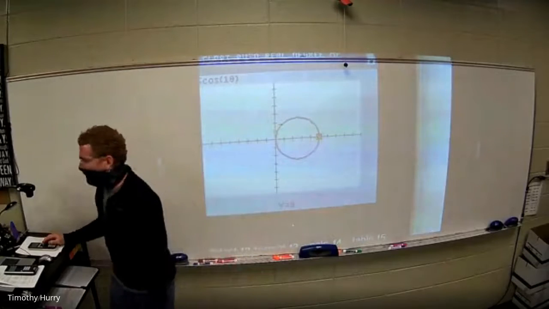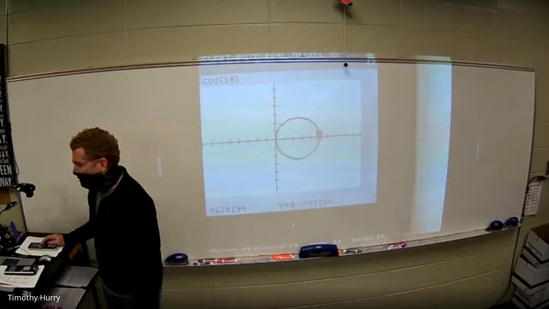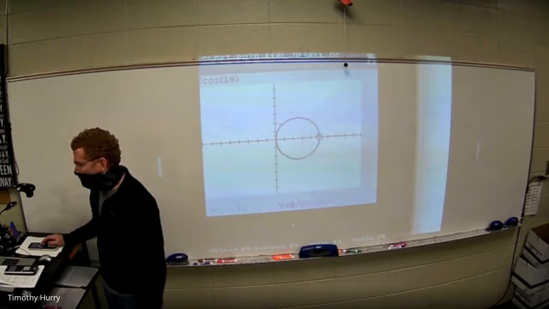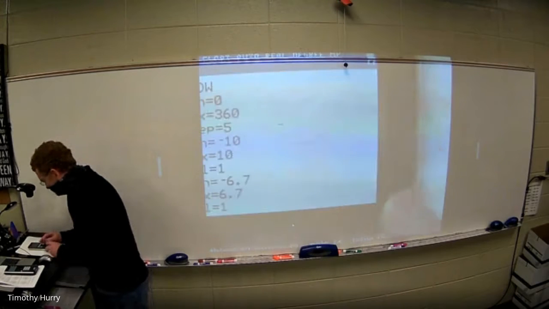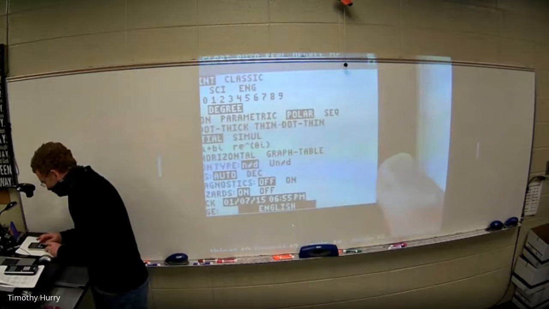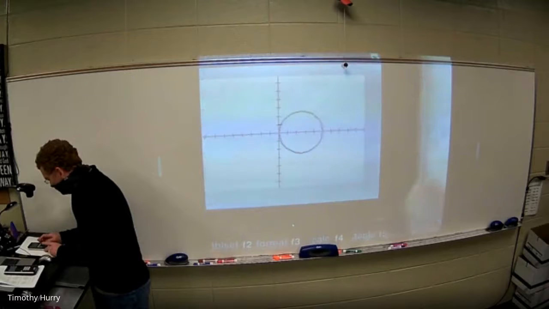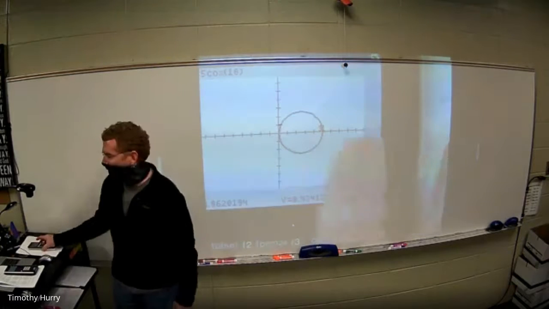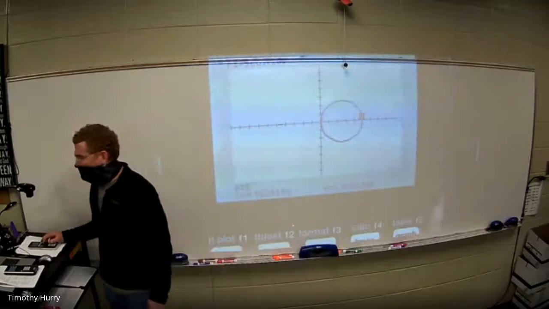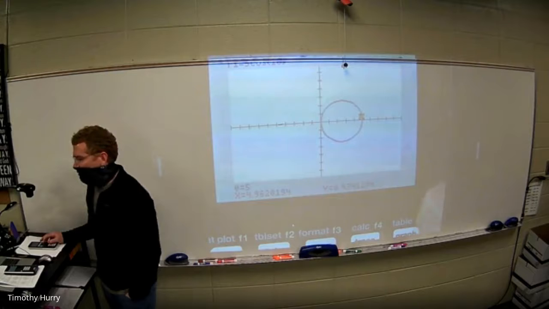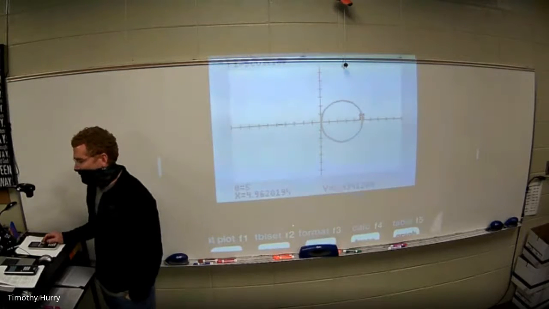Now look what happens. Why is it doing this? Mode, degree, window, step. Okay, ignore the x's and the y's, and look at the theta. There's 5, 10, 15, 20, 25, 30. These are all degree values. And by the time it hits 90, it's back at 0, right?